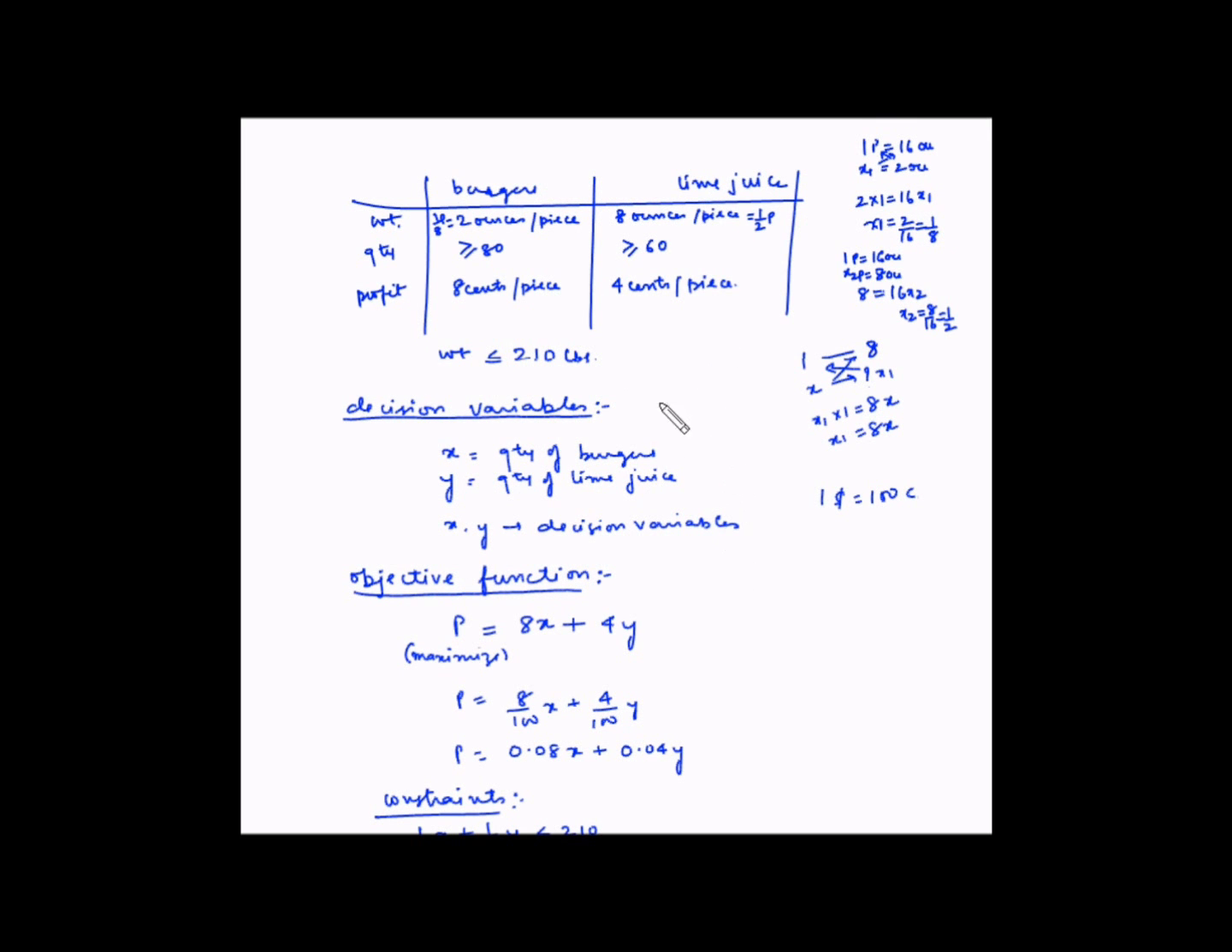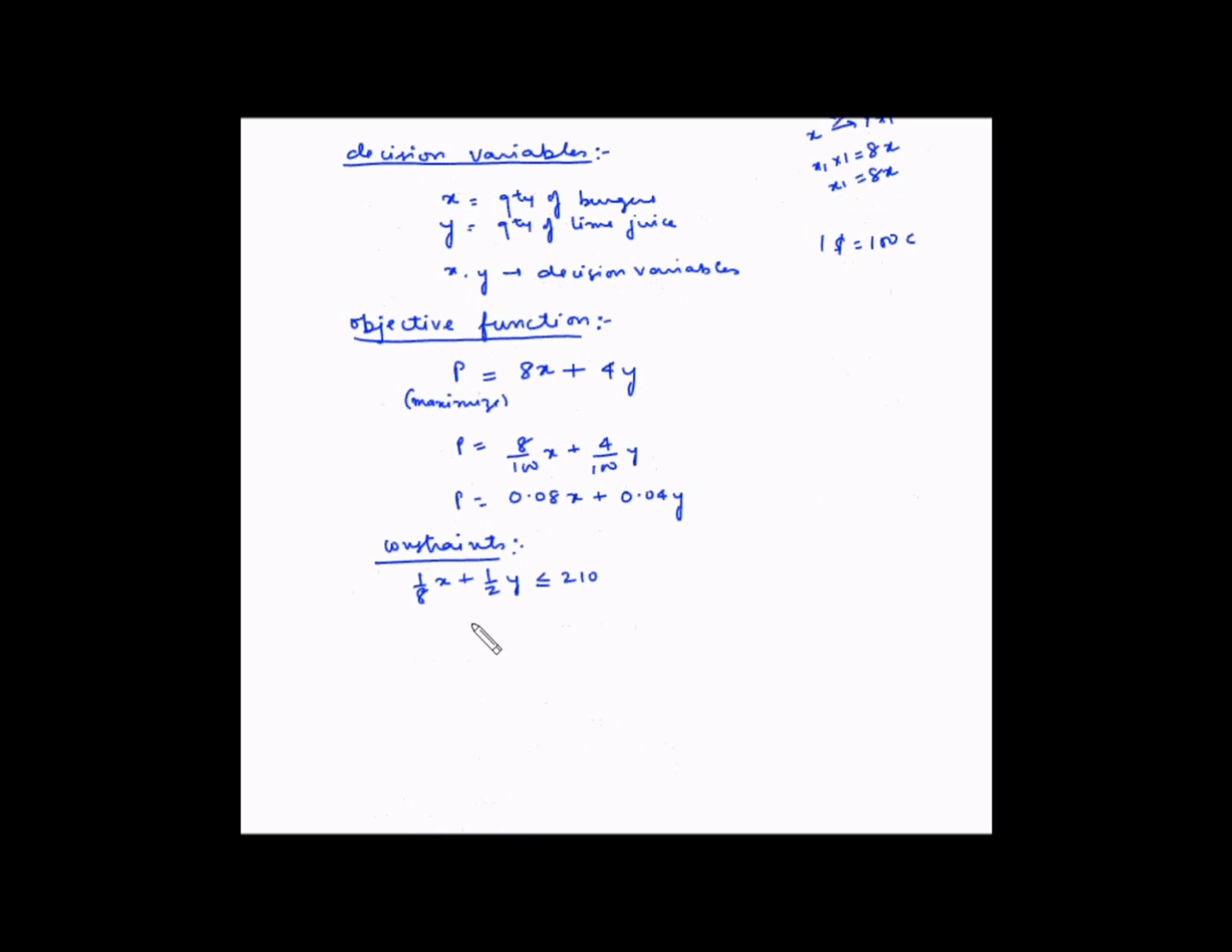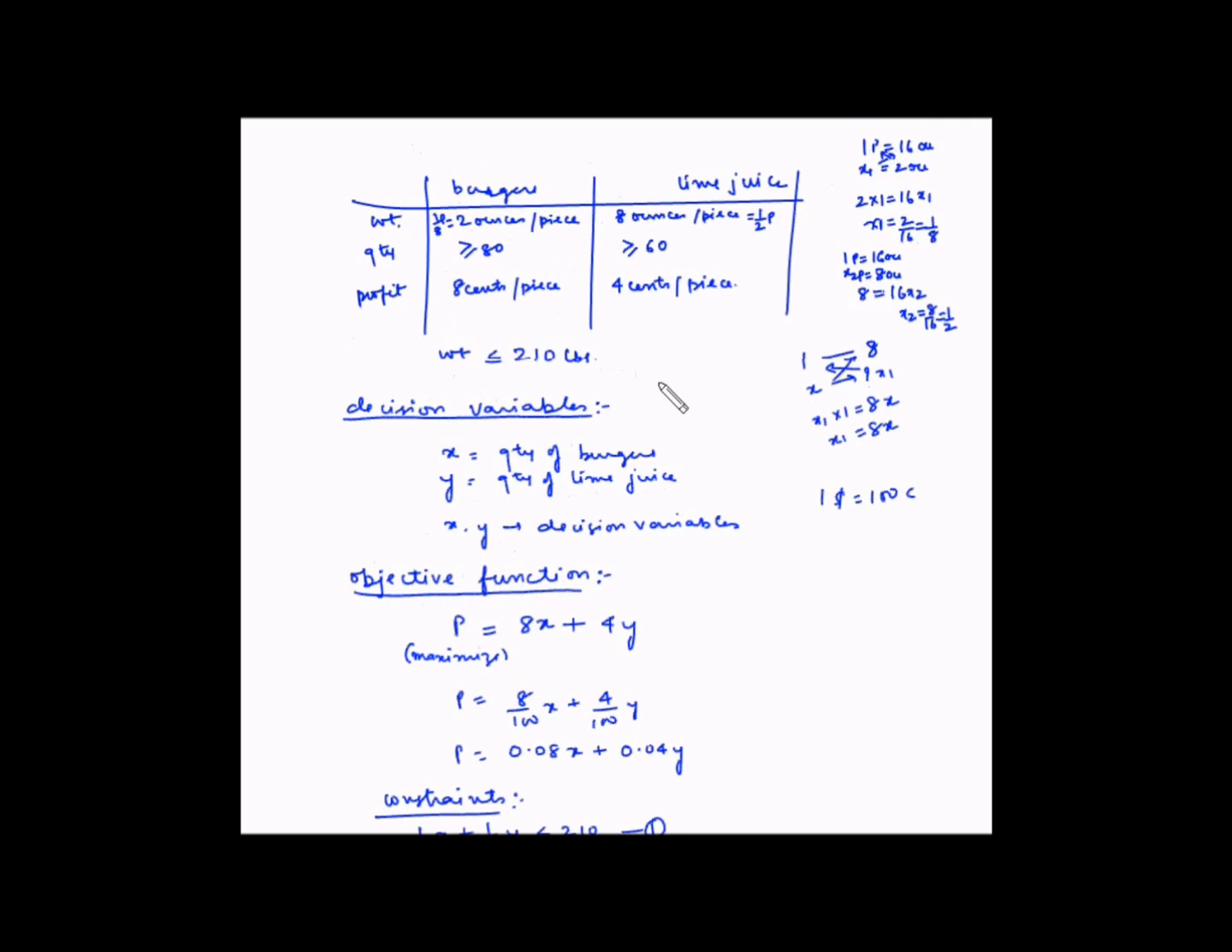The second constraint that has been given to us is that the quantity of burgers should at least be 80, or in other terms it should be greater than or equal to 80. So x, which is the quantity of burgers, should be greater than or equal to 80. So that becomes our second constraint: x should be greater than or equal to 80.